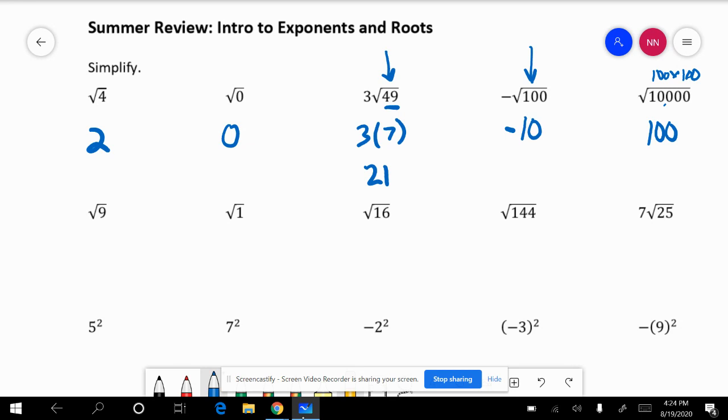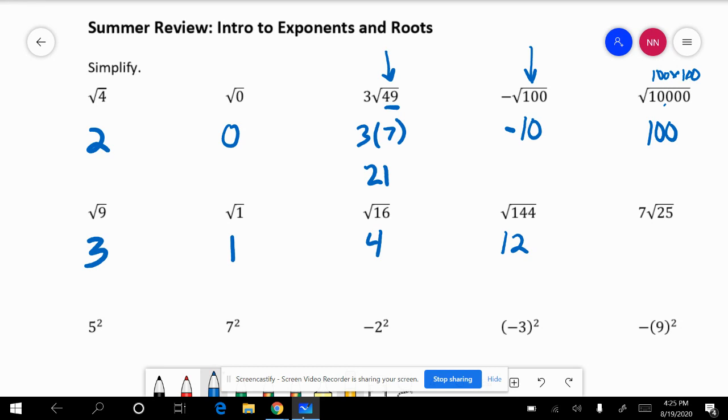So if we're looking at the square root of 9, what number multiplied by itself gives us 9? And that would be 3. The square root of 1, what number times itself gives us 1? And that, of course, would be 1. What number gives us 16? So the square root of 16 would be 4. The square root of 144 would be 12.